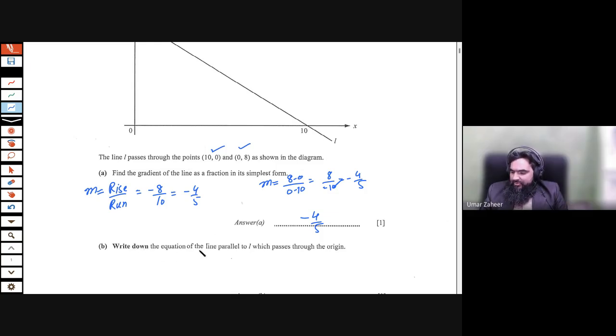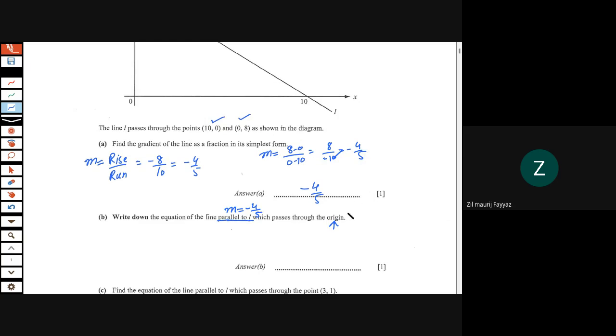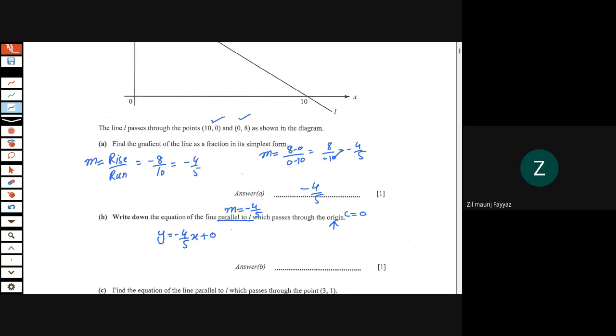Now write down the equation of the line that is parallel to L. If it is parallel to L, it has the same gradient, so y is equal to minus 4 over 5 x, but it passes through the origin. So it has no y-intercept, the y-intercept is 0. So the equation will become y is equal to minus 4 over 5 x plus c, with c equal to 0.